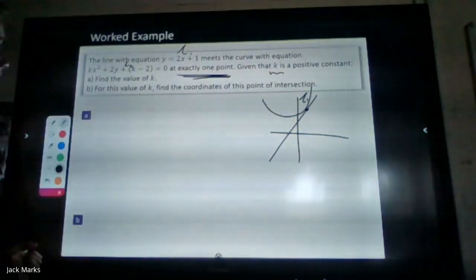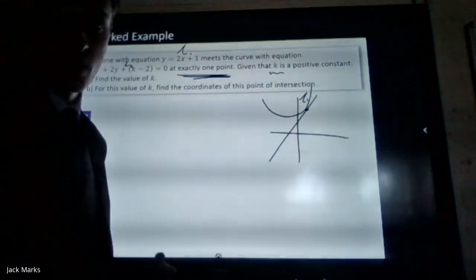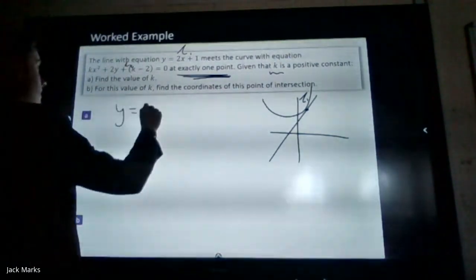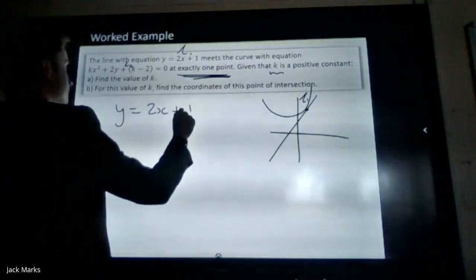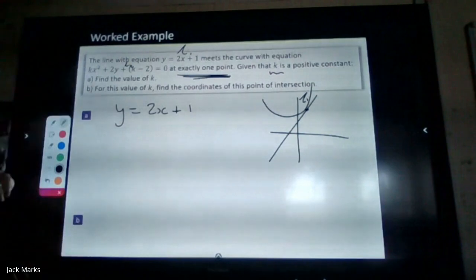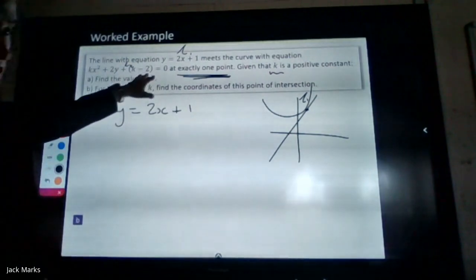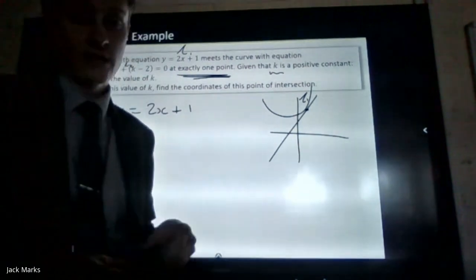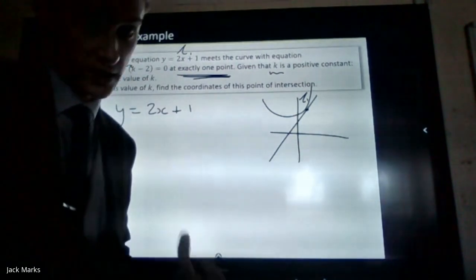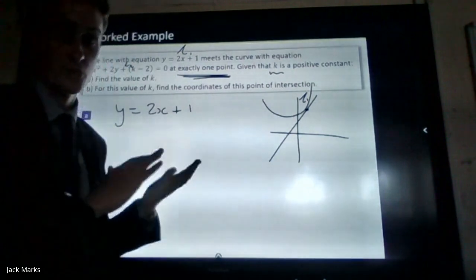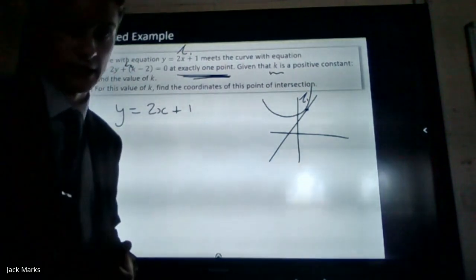Find k. Okay, so let's start with what we know. All we know is that they touch at 1 point. So that means if I do y equals 2x plus 1 and kx squared plus 2y plus k minus 2 equals 0, if I try to solve them simultaneously, the discriminant of the resulting equation should be equal to 0. Yes, you are expected to know that just from the word prompt there, okay?